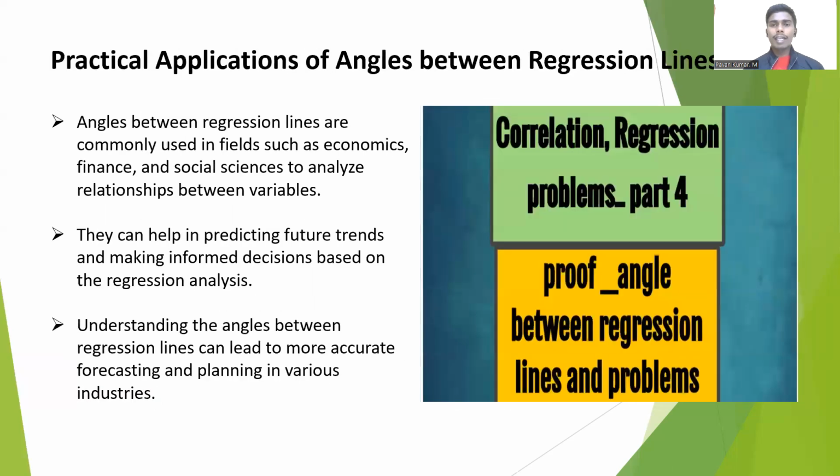Practical applications of angles between regression lines. Angles between regression lines are commonly used in fields such as economics, finance, and social sciences to analyze relationships between variables. They can help in predicting future trends and making informed decisions based on the regression analysis. Understanding the angles between the regression lines can lead to more accurate forecasting and planning in various industries.